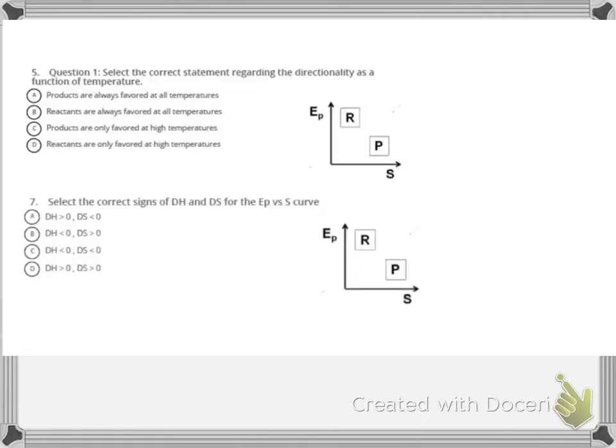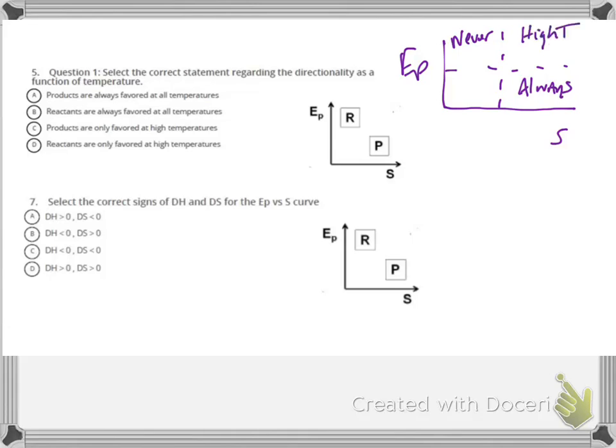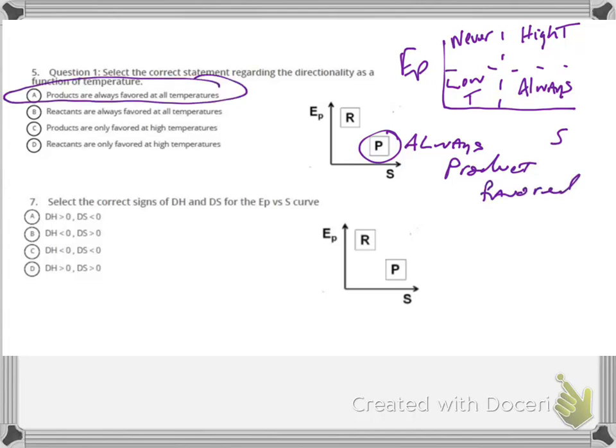Alright, so here we have a PEC diagram, and let's keep in mind that our chart that we've been using, so always never are these 2 boxes, then high temperature favorability and low temperature favorability. Here we see that products are in the always category, so we would definitely pick A, right? Products are always favored. It's in the always category. What are the signs here?